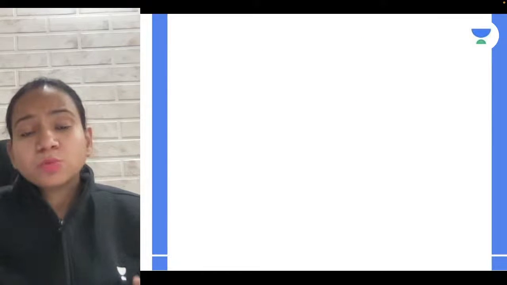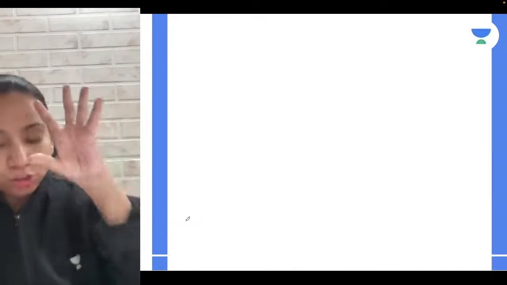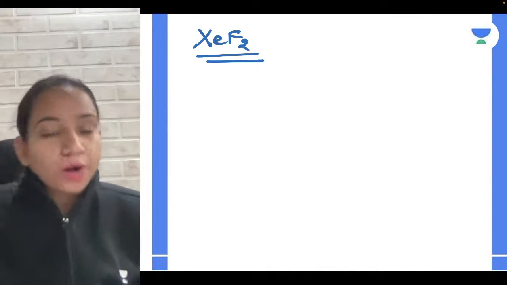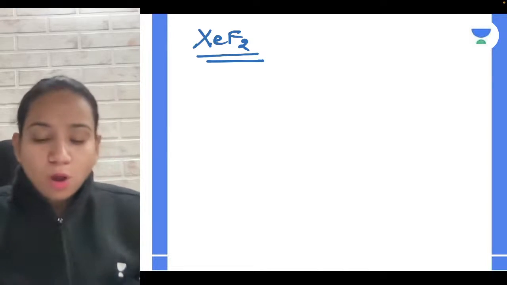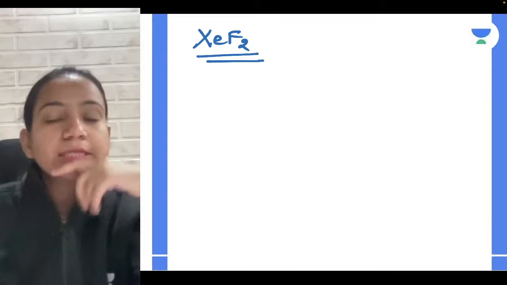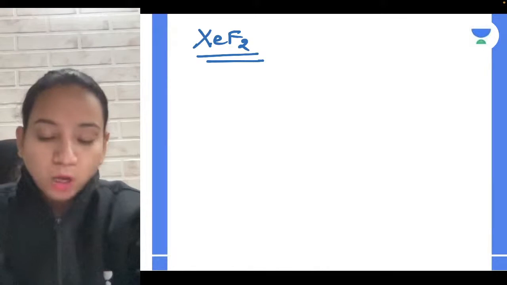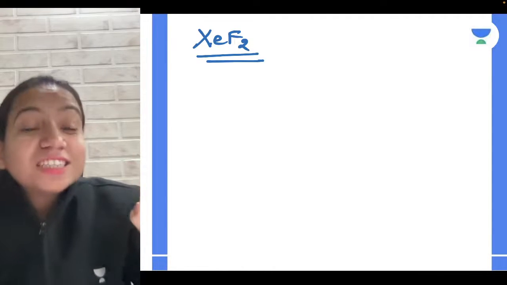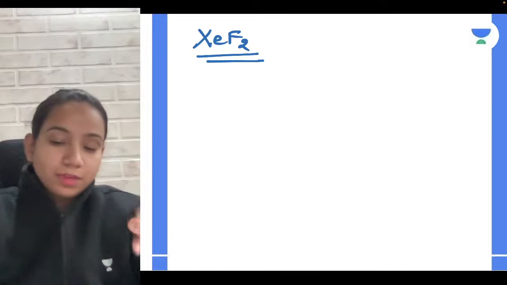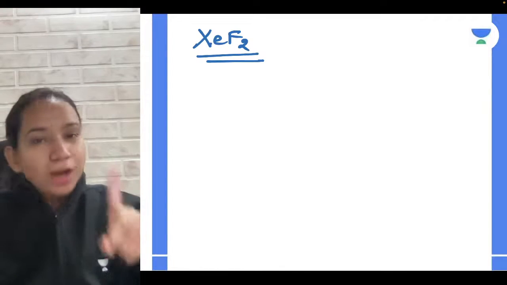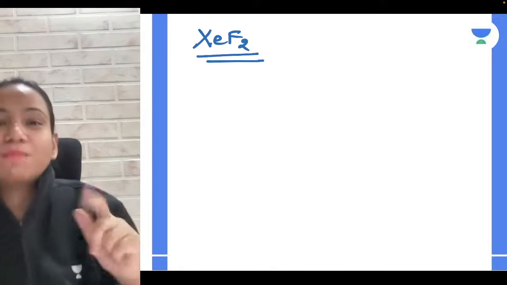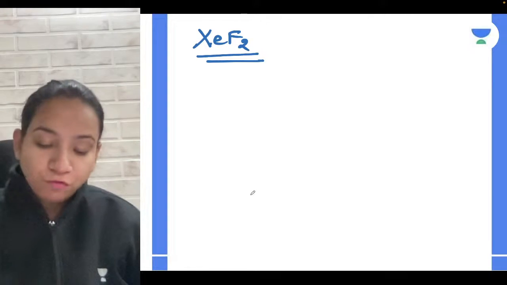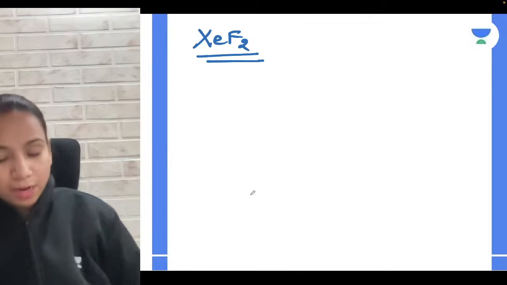Now let's discuss how to find the hybridization of different compounds. Suppose you have to find the hybridization of XeF2, xenon difluoride, how will you do that? First you have to draw the structure. You have to select the central element first, which has the maximum number of valence electrons and is the least electronegative. Why maximum valence electrons? Because it can make the maximum bonds then. So the first thing to check is the element which is the least electronegative.